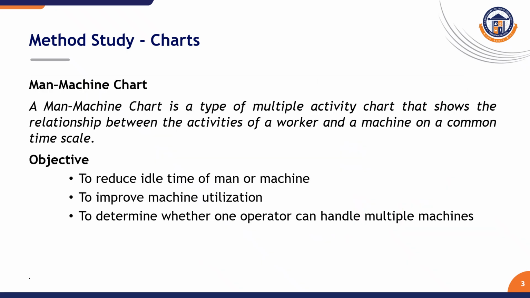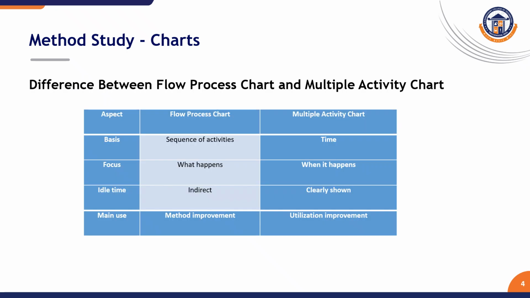So, basically whatever I explained is the man-machine chart. Then we discuss the flow process chart and the multiple activity chart, and we compare them. What is a flow process chart? The basis is the sequence of activities. For a multiple activity chart, the basis is time. In a flow process chart, the focus is what happens. In a multiple activity chart, the focus is when it happens, so the timing.